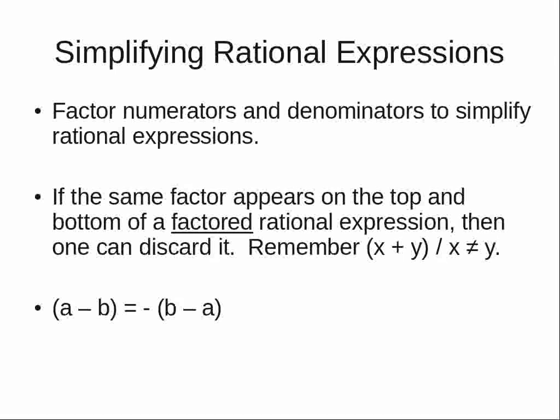Look at the end of the second bullet. If you were to see something like the binomial x plus y divided by x, don't say, oh, look, the top and bottom have an x, so I can discard it, and so that simplifies to y. Okay, I'm not saying that. The third bullet has a minor point. If you see a binomial a minus b, and you want to somehow rewrite it so that it's b minus a, you can do that if you put a negative in front.